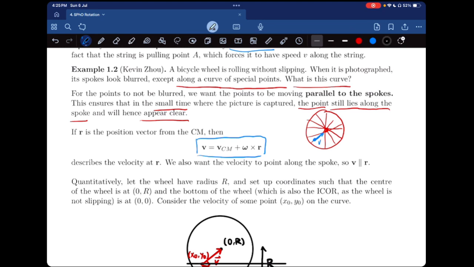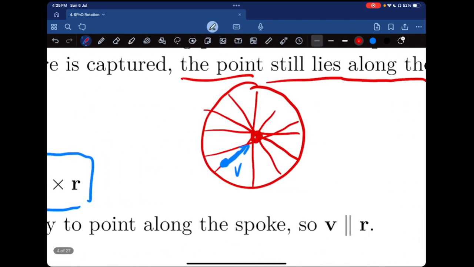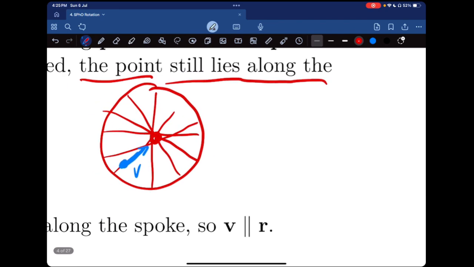So we start again from this basic equation. So let's say you have a random point here.